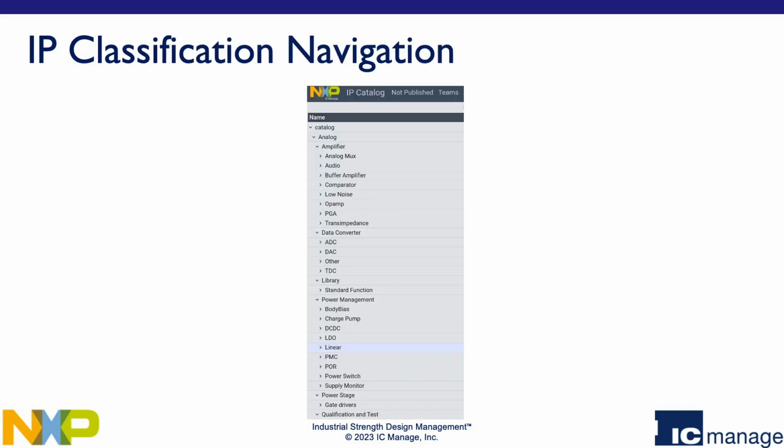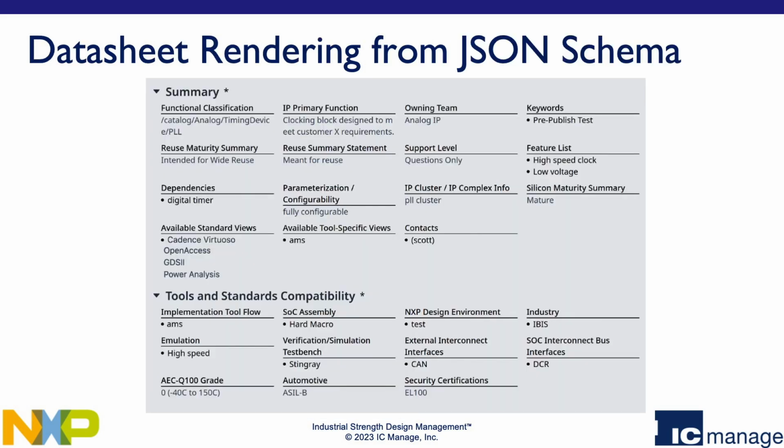The first navigation option is via functional classification. All IPs are associated with a functional classification category, and you can see these have multiple subcategories for easy browsing. These are user-definable and maintainable, so these categories can grow easily over time. This page shows a sample IP datasheet that is generated for every IP.